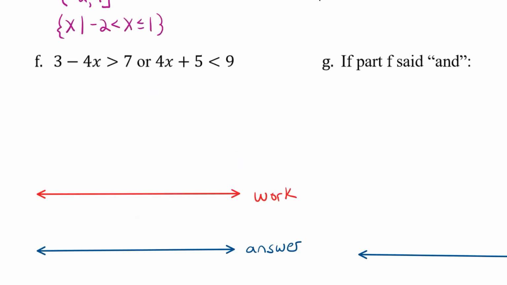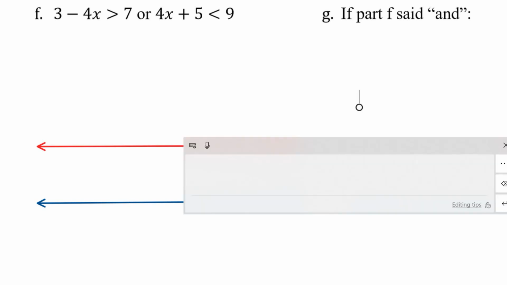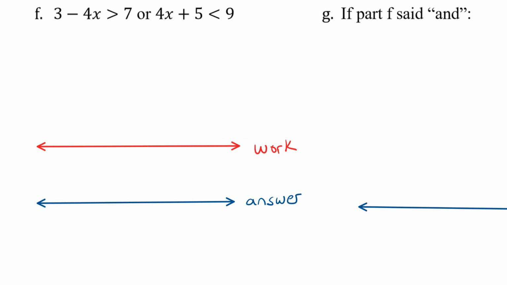All right, moving on to our last example, F and G as a partner to that. We're going to, again, solve each inequality separately. So I'm going to here subtract 3 and get -4x is greater than 4. It's a little messy. Let me clean that up. And then I'm going to divide both sides by -4, which means I'm reversing my inequality just as I would any other. And I get x is less than -1.